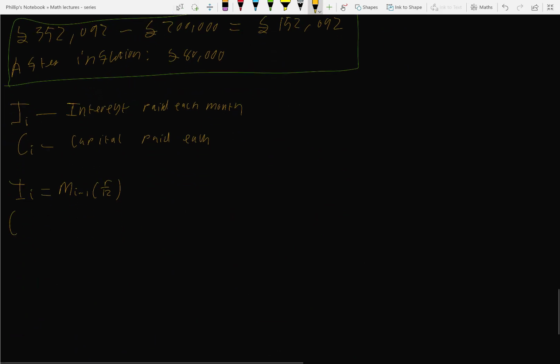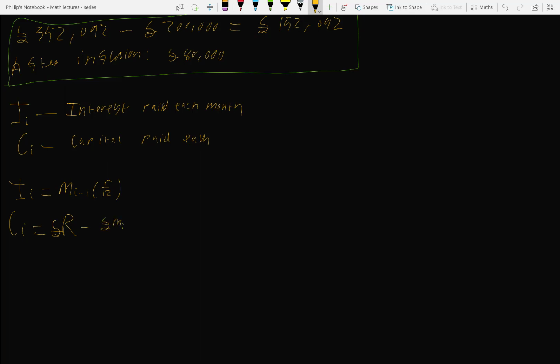And then the capital paid is going to be equal to whatever the repayment is, minus the amount paid in interest, and that is what goes towards paying off the capital.